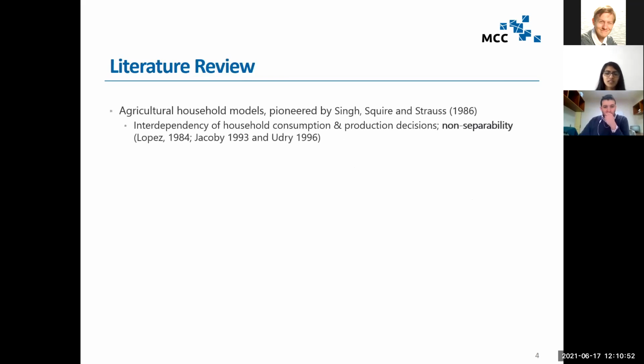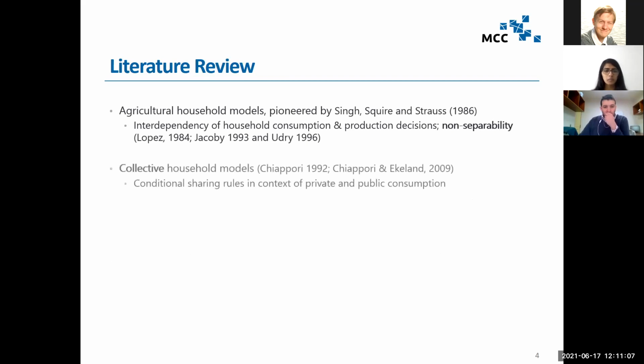Our work broadly relates to, first of all, the agricultural economics literature, especially on rural household models, pioneered by Singh, Squire, and Strauss. It also builds on advances made on non-separability of consumption and production decisions. We're especially applying collective household models developed by Chiappori. And in the context of joint private and public consumption within households, they derive conditional sharing rules, which is really helpful for our work.